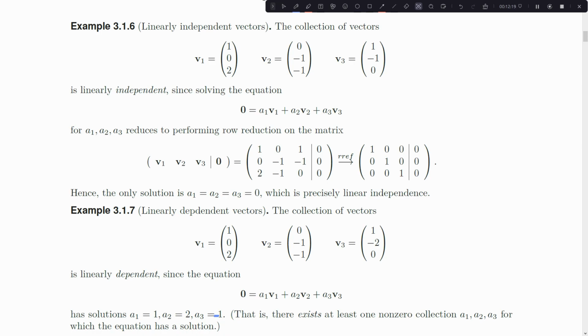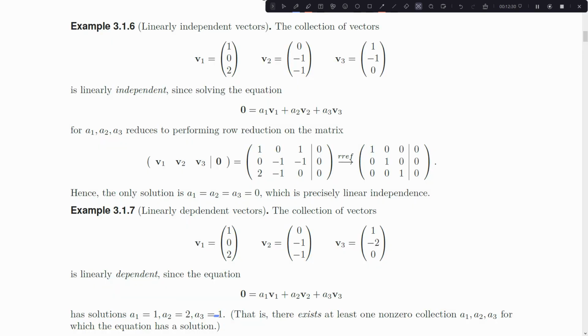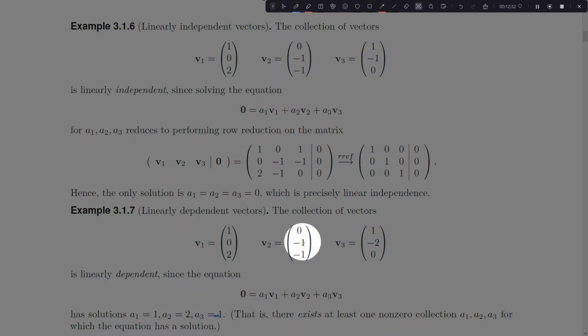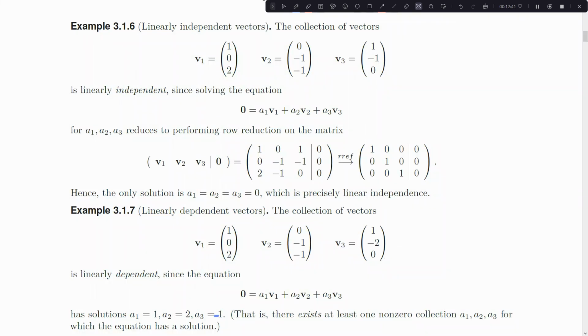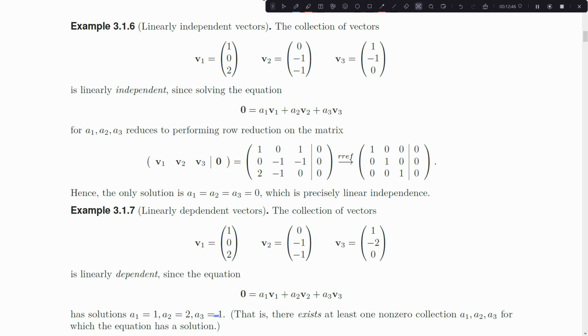So we can verify this, right? Because if I multiply v1 by 1, then the first term is 1 plus 2 times 0 plus -1 times 1 gives me 0 in the first row. And then if I go to the second row, 0 plus 2 times -1 is -2, plus -2 times -1 is -2 plus 2 is 0. And then in the third case, 2 minus 2 plus 0. And all of a sudden I end up with 0 in every case.